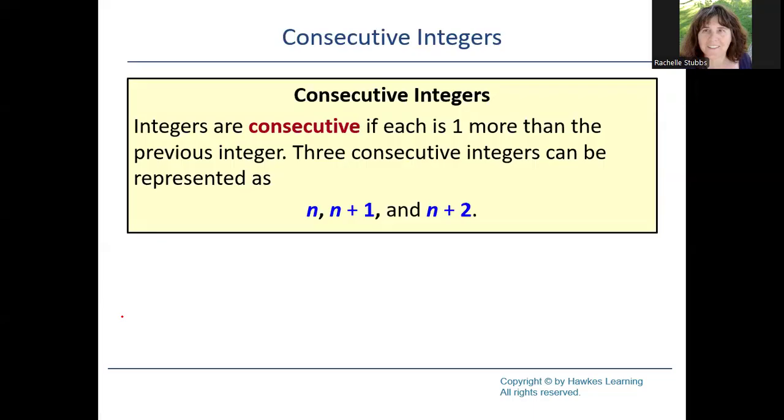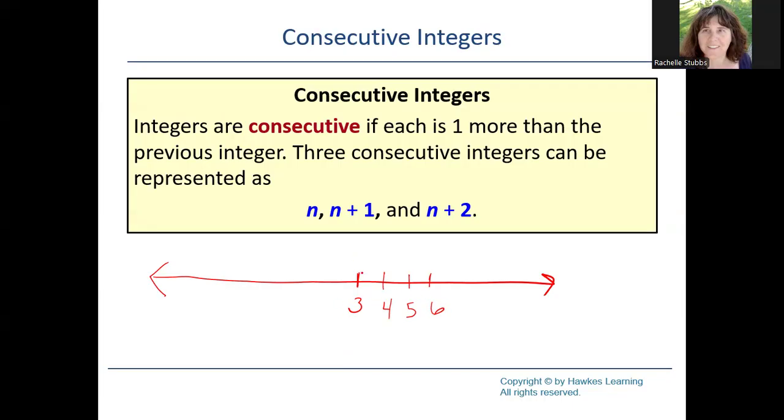Okay, we're going to take a minute just to understand the word consecutive. Consecutive means one right after the other. If I had a number line and I put the number 3, what is the next consecutive number? It's the number right after it. So it would be 4. And then what would be the next consecutive number after that? 5. And the next consecutive would be 6. So 3, 4, 5, 6.